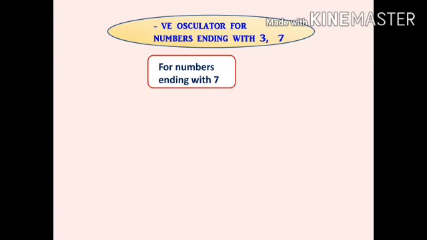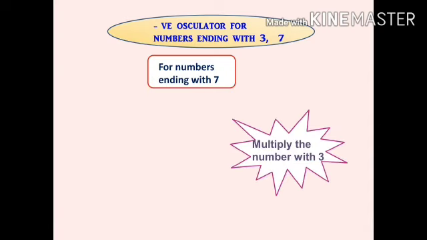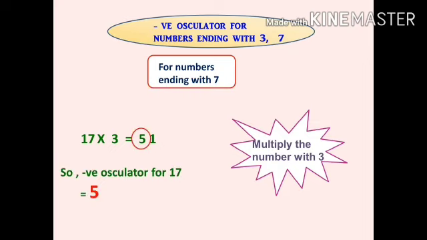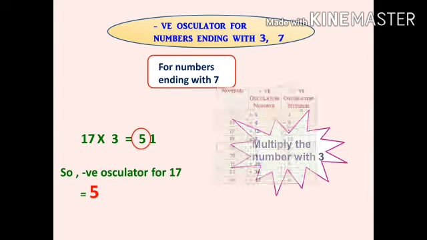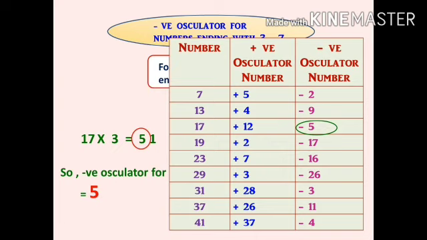If a number ends with 7, just multiply with 3 so that we will get 1 in the units place. For example, if you multiply 17 with 3, what will we get? 51. Now calculating negative oscillator for 51 is easy. Just remove 1, we will get 5. So negative oscillator for 17 will also be 5 only. Let's check in the tabular column also. In the tabular column also we have 17 is minus 5. So our answer is correct.